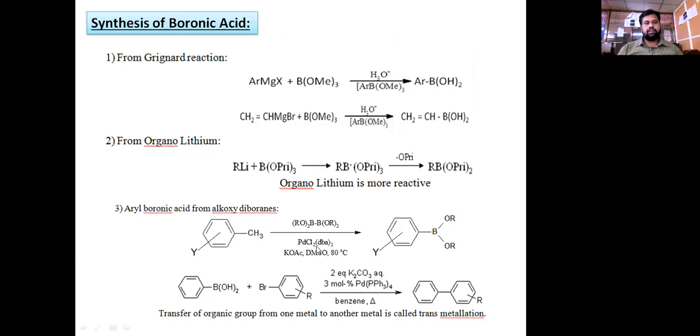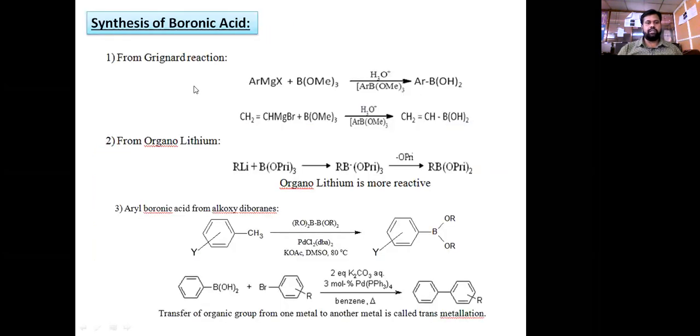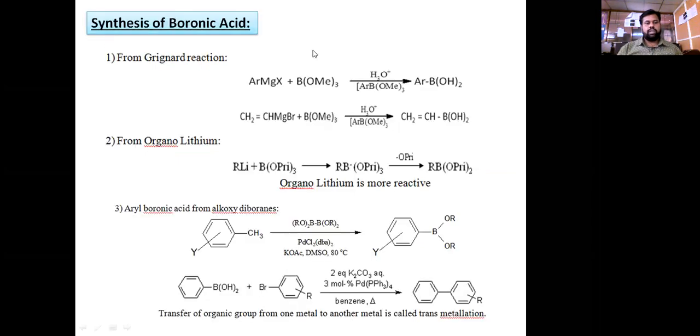So here we are using the boronic acid experiments. Here boronic derivatives are available, so for that we have to go with these boronic acids. The synthesis of boronic acid from Grignard reagent: here aryl magnesium halide, and boron is available with the trimethoxy borane, and we will get aromatic boranes.